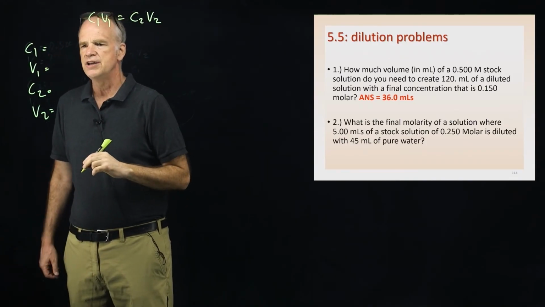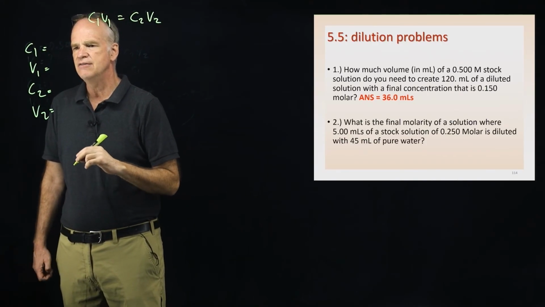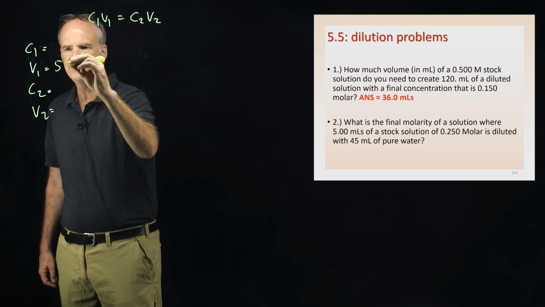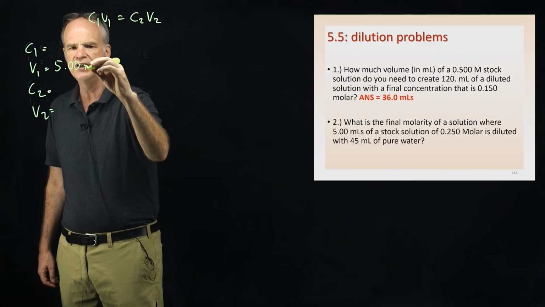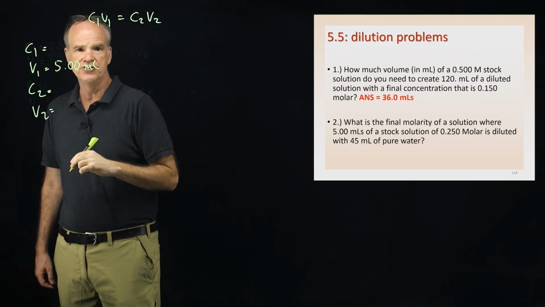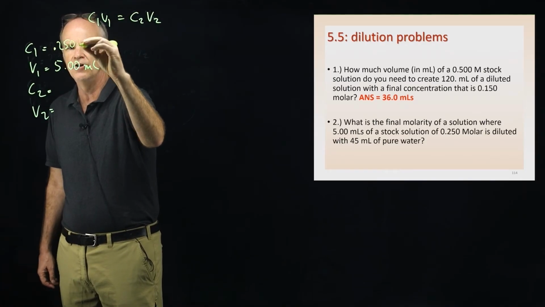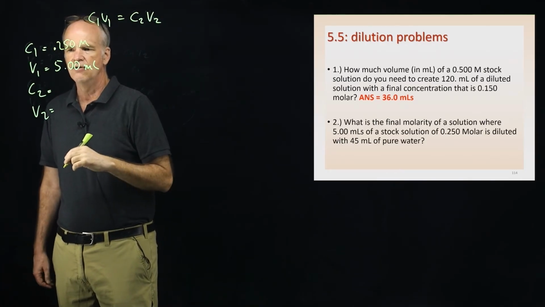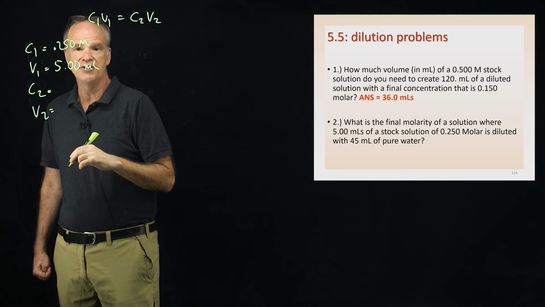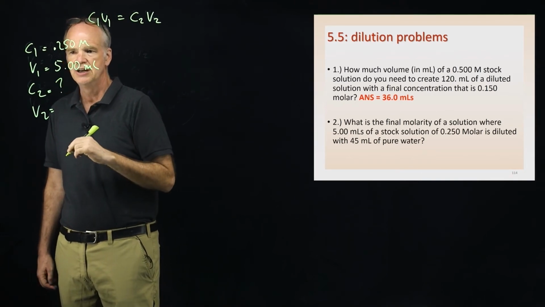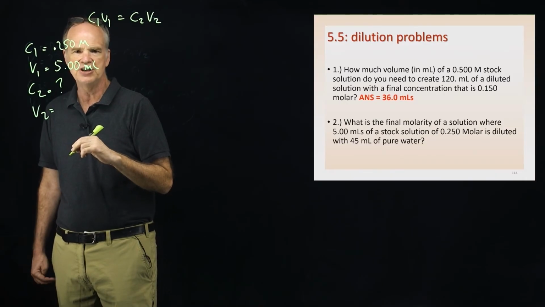Okay, so here we have 5 milliliters of a stock solution. So V1 is 5.00 milliliters. The stock solution, we know the concentration of. It happens to be 0.250 molar. Now, what we're trying to do is figure out the final molarity. So we're trying to figure out C2. Now, the V2 we have to be careful about.